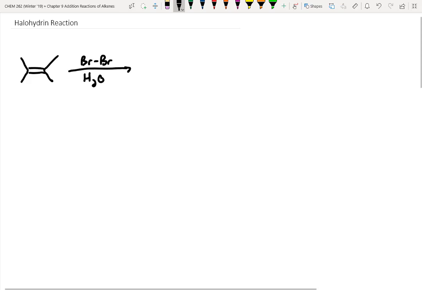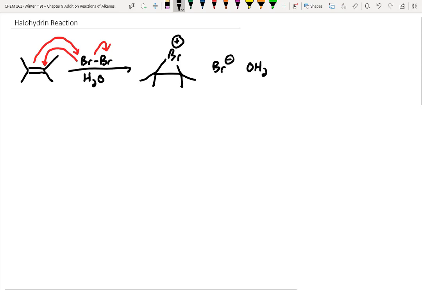All right, in the first reaction, we'll see something we've seen before where this pi bond will attack the bromine, and it will attack back in and kick off our bromide in order to give us a three-membered ring. Does anybody remember what the three-membered ring is called? It's a bromonium ion. All right, we still have bromide floating around and we still have water floating around.